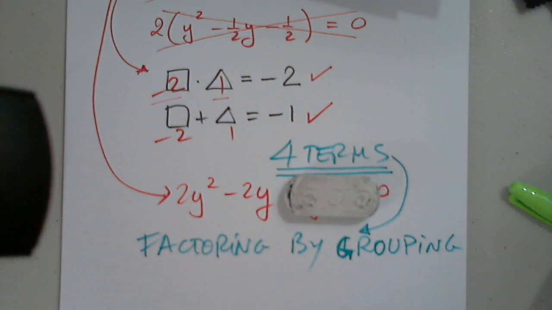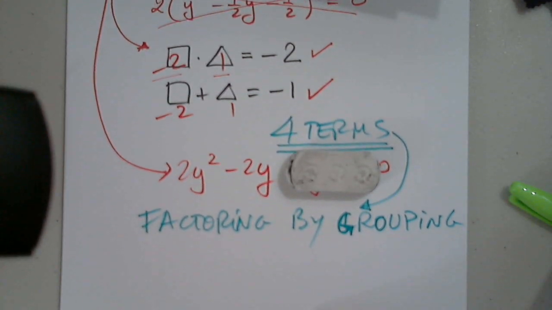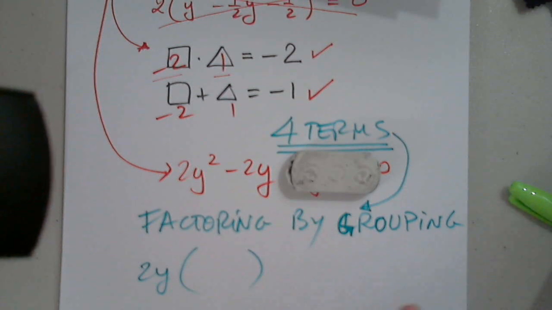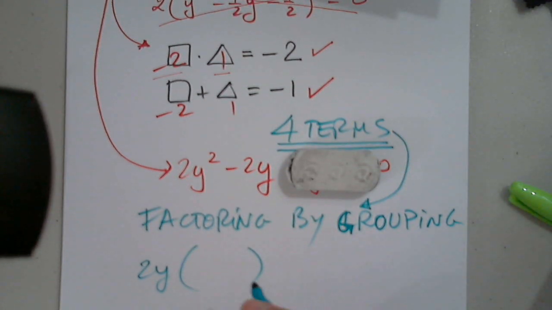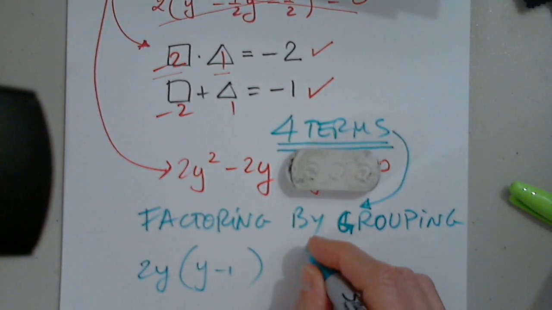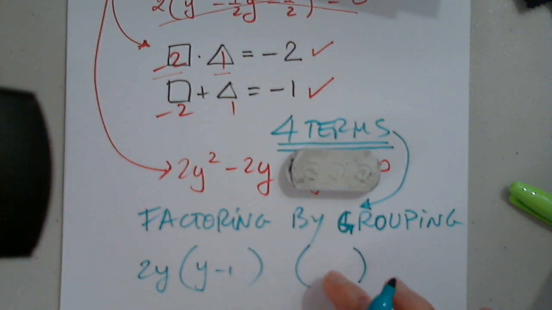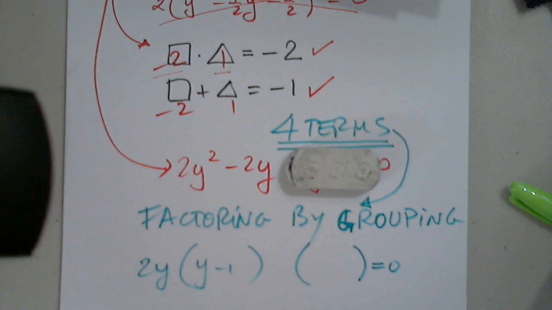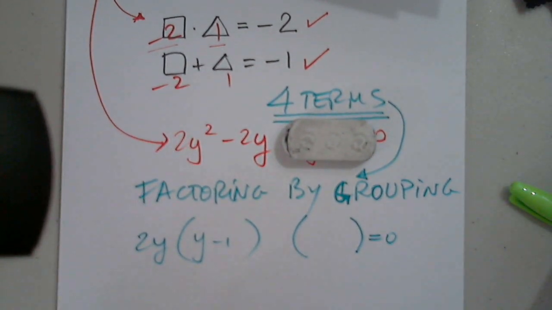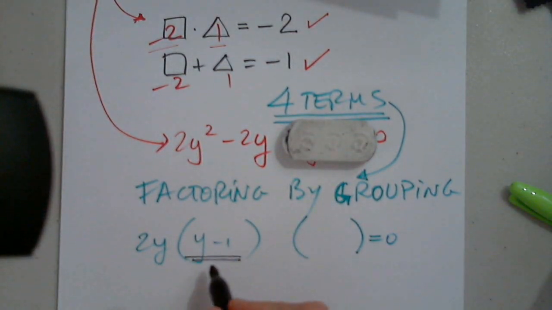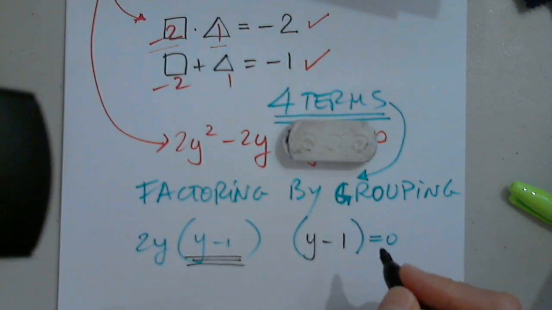From the first 2 terms, what would you factor out? 2y. What is left in parentheses? Y minus 1. Excellent. What do I have to have in parentheses so that this works? Of course, I cannot fabricate it. Y minus 1. It has to be. Thank you very much.